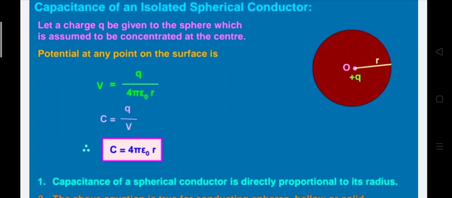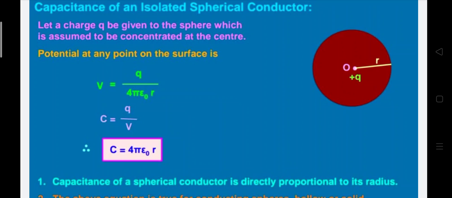Next we have the capacitance of an isolated spherical conductor. We have an isolated spherical conductor of radius r placed in vacuum. Total charge given to the conductor is plus q, that is, the sphere holds plus q charge. The charge spreads on the outer surface of the sphere uniformly, so that the potential over the sphere is the same everywhere.